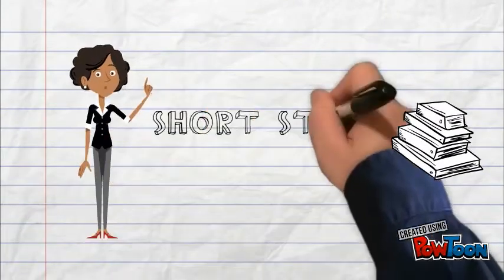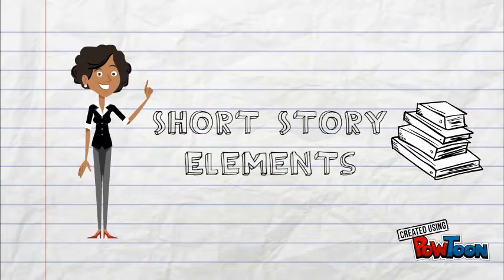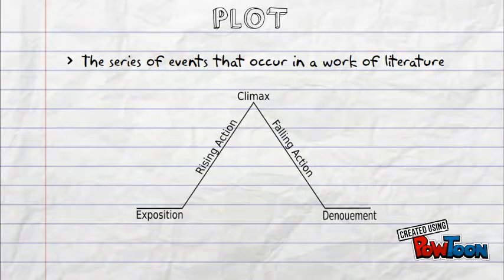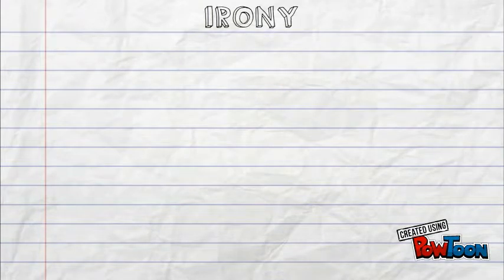Let's review the short story elements. Plot is the series of events that occurs in a work of literature. View the plot pyramid below that you might be familiar with, and notice where the different plot points occur during the story.